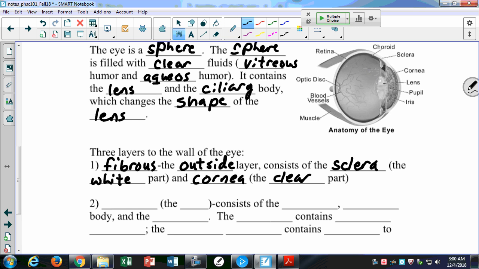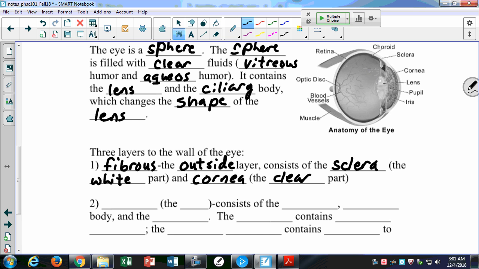But the white part is called the sclera, and then the cornea is just the clear part. You need to be careful when you're identifying the eye, because the lens is not the cornea. Now, the cornea is an important part of the refractory device of the eye, the part that refracts light. In fact, most of the refraction happens at the cornea. Your book talks about that. And then the lens is really for fine adjusting.